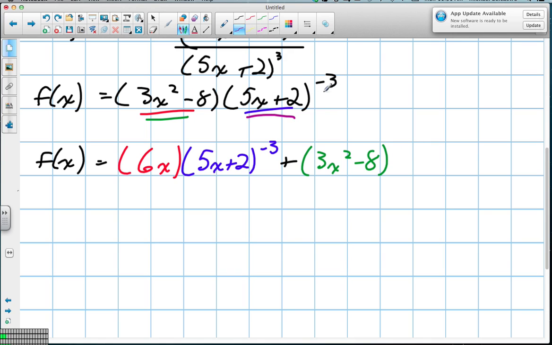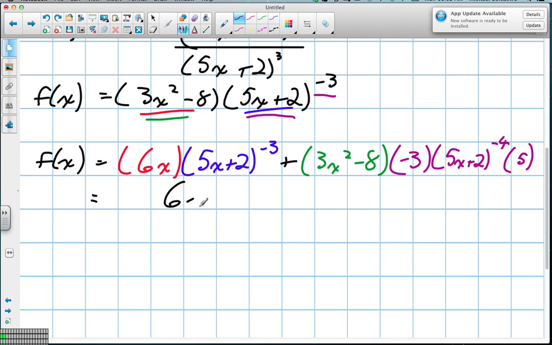Now this one, we also have to apply the chain rule to. We bring down our negative 3, so negative 3 multiplied by 5x plus 2 to the power of negative 4, plus we have to derive what's inside that bracket. And the derivative of inside that bracket would be the value of 5. So then we're going to quickly simplify this.